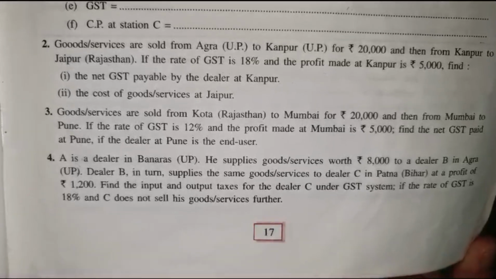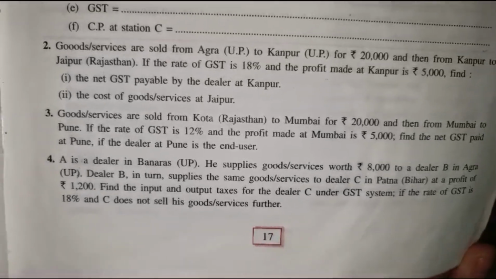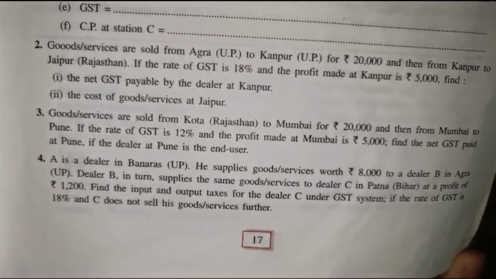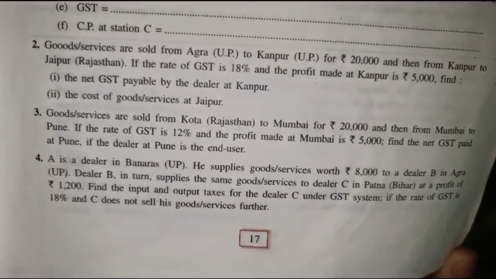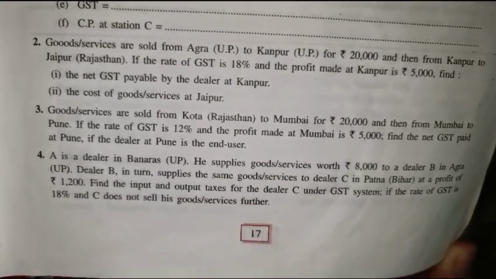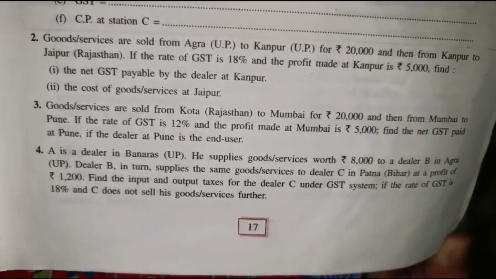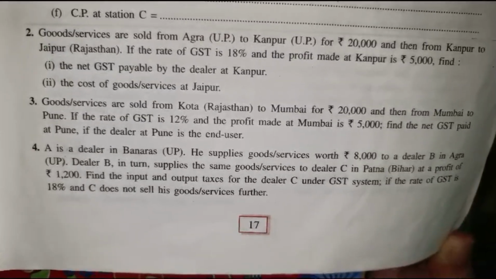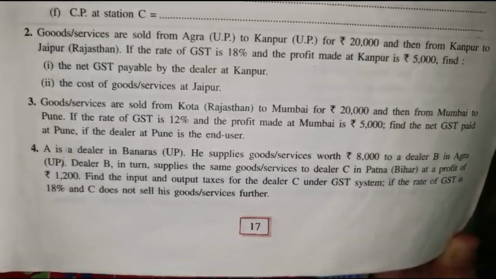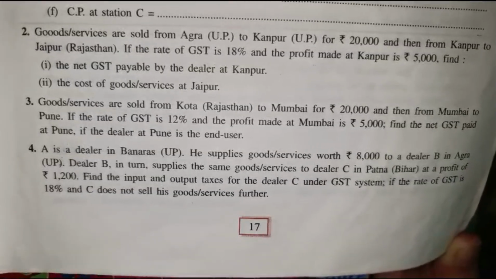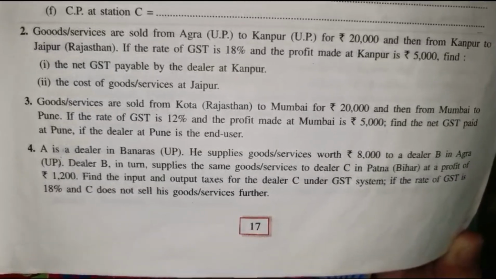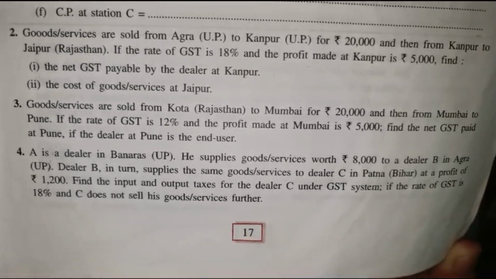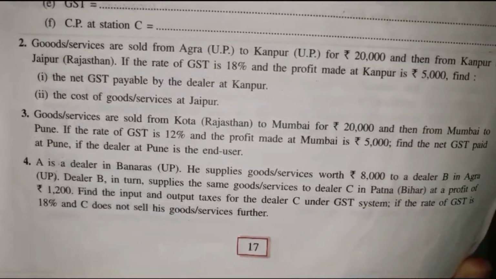Now let's move to question number 4. A is a dealer in Banaras, UP. He supplies goods or services worth rupees 8,000 to a dealer B in Agra, UP. Dealer B in turn supplies the same goods or services to dealer C in Patna, Bihar at a profit of rupees 1,200. Find the input and output taxes for the dealer C under GST system, if the rate of GST is 18% and C does not sell his goods or services further.